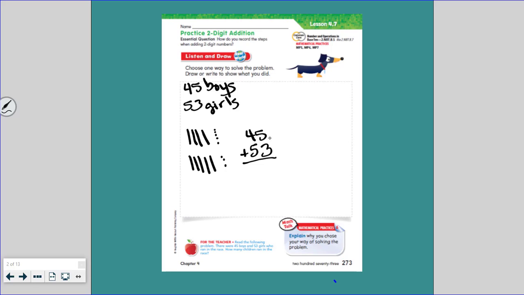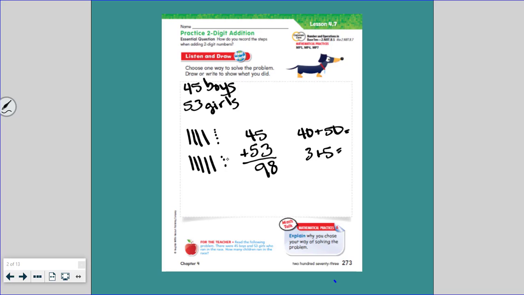We could add the tens and then add the ones. So we could go 40 plus 50 equals, and then the ones, 3 plus 5 equals, and then we could add whatever we get here together. All right, so we'll stick with this way. So 5 plus 3, no regrouping, right? Because 5 plus 3 equals 8. And then 4 and 5 is 9, so 4 tens and 5 tens is 9 tens, or 90, so 98.